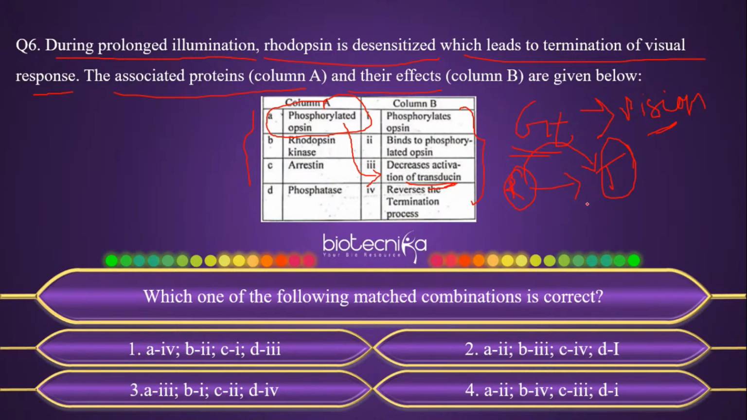Are you able to get me? So that's why that is the option. Rhodopsin kinase. Kinase means what? It is adding the phosphate, so definitely phosphorylating the opsin. Arrestin is needed for terminating the pathway, so it binds to phosphorylated opsin. Phosphatase means what? That removes the phosphate group, so this results in the termination process. So that's why option 3 is the correct answer.